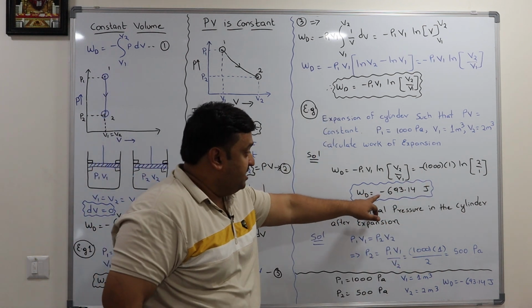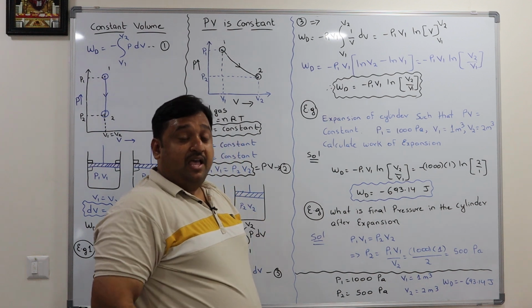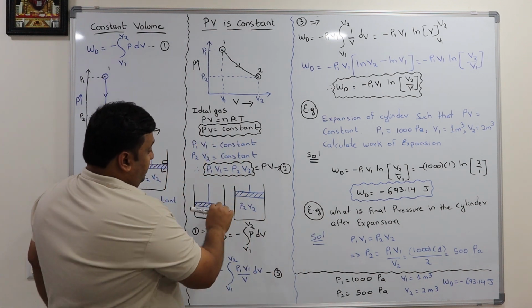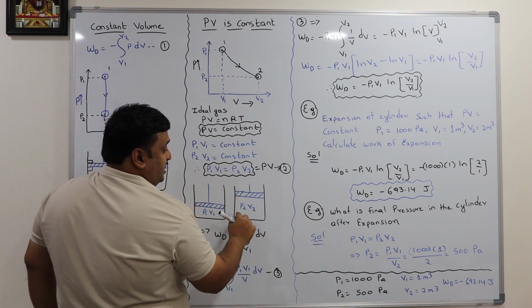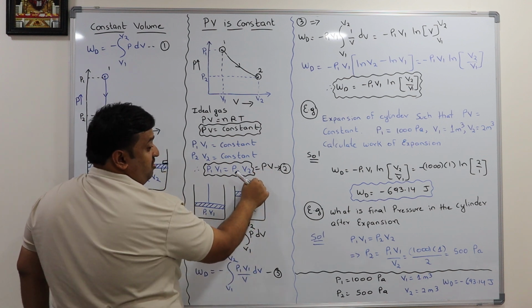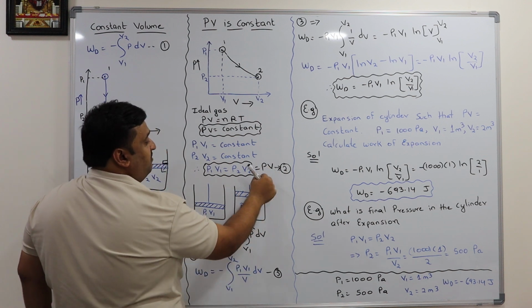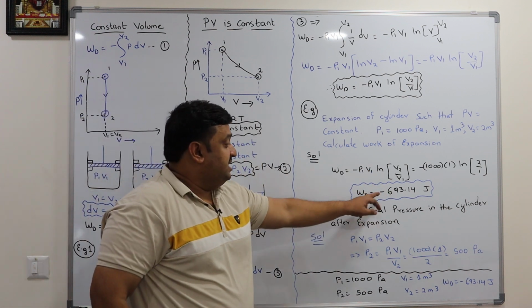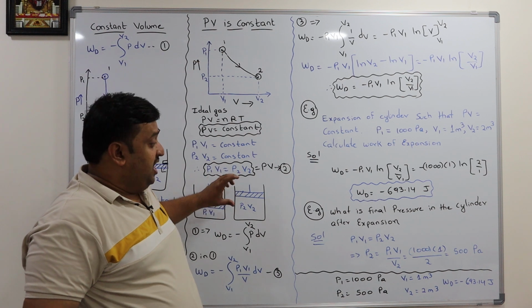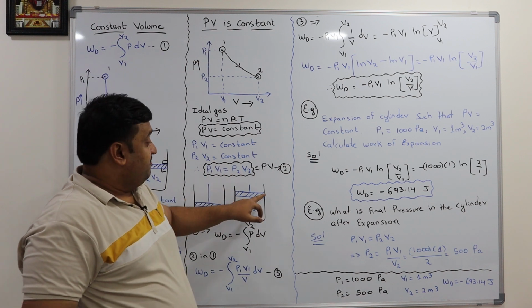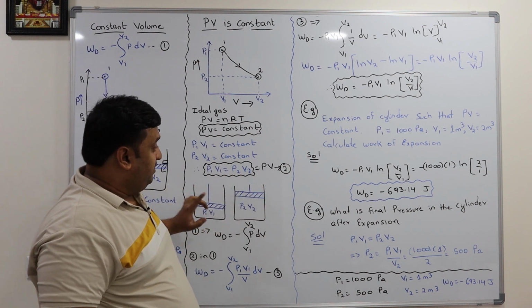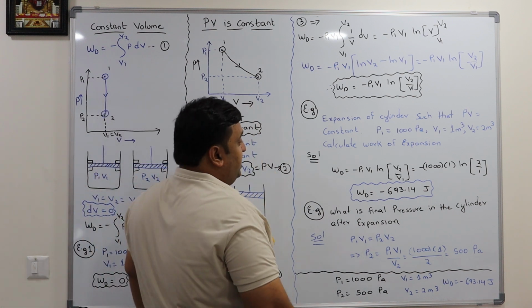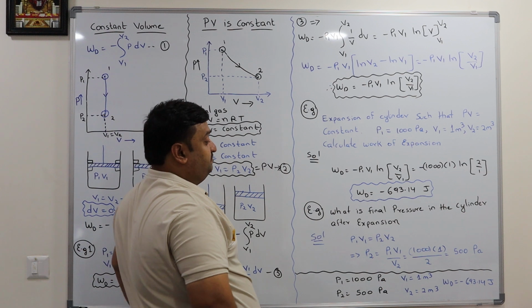The minus has come. As we already discussed in the sign convention, the cylinder got expanded, which means the system has done work on the surroundings. If the system has done work on the surroundings, the negative sign will come. Negative means it's an expansion process. If you do it the other way, from maximum to minimum volume, it will become a contraction, a compression process. In such cases, you will get a positive number.